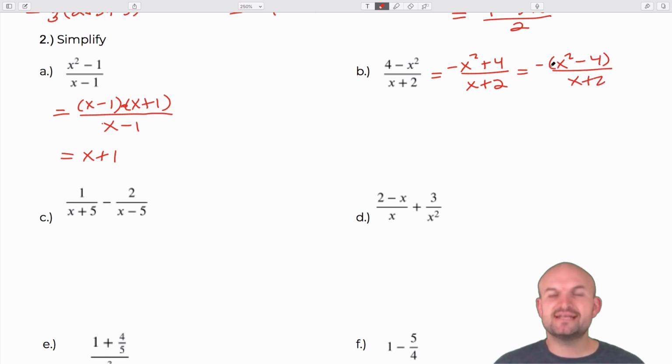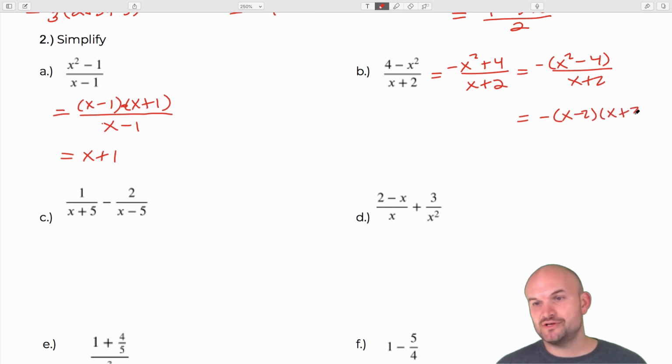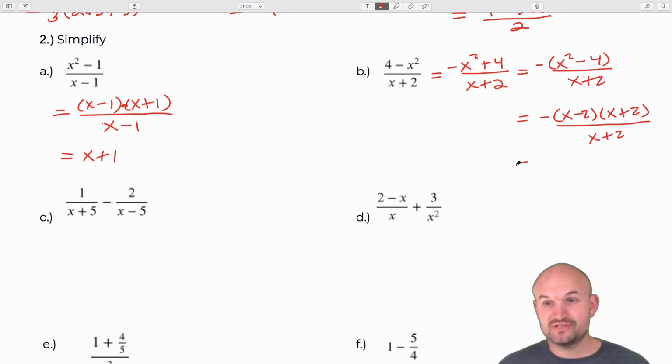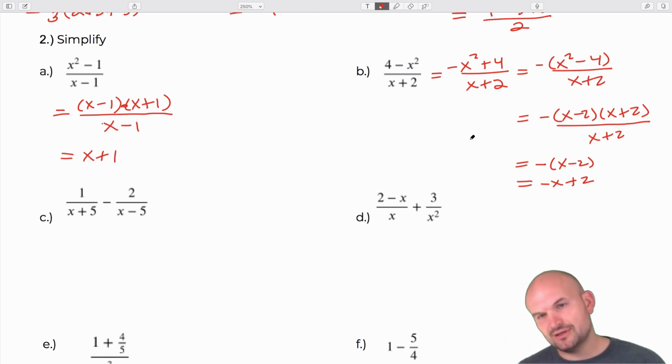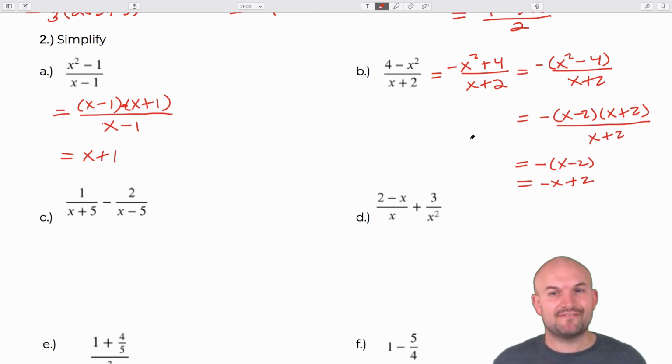So now I factor out the negative. Now again, I have another difference of two squares. So that's a negative x minus 2 times x plus 2 all over this x plus 2. Now my x plus 2's divide out, and I'm just going to be left with a negative x minus 2, which could be distributed to give me a negative x plus 2. Okay, so again, just remember, as you're simplifying, sometimes simplifying is not as obvious, so you might need to rearrange the terms before you can go ahead and simplify them.